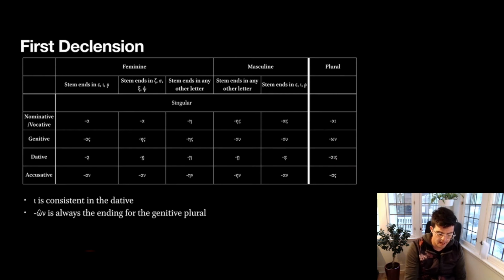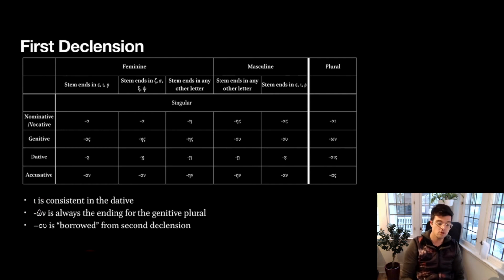Also notice that the ων is characteristic of the genitive plural for all of these different paradigms here. So remember, this plural comes down here and is the same for all of these. So whenever you see an ων like that, especially with the circumflex accent over it, you know you have a genitive plural. And lastly, to repeat myself, the ου up here is borrowed from the second declension to avoid confusion, so that we wouldn't have repeated endings between the nominative and the genitive.